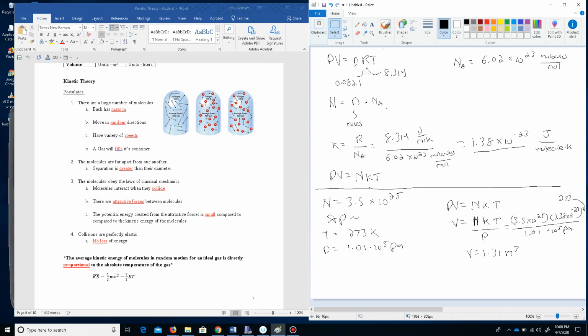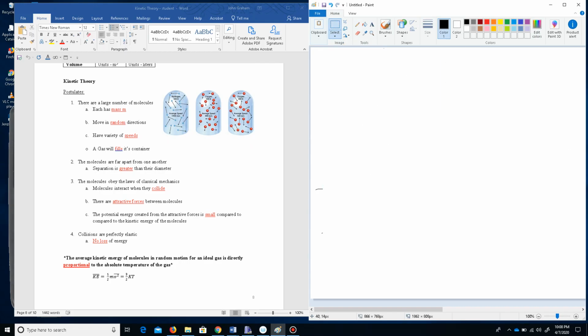Okay, so now we're going to get all into this kinetic theory. And we got some postulates here, which are things that actually haven't been proven, and it's things we're assuming in a sense to be true. So one is there are a large number of molecules within a gas, and each molecule has a mass m.